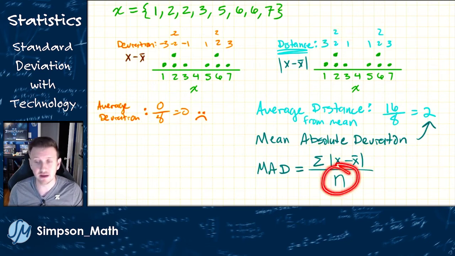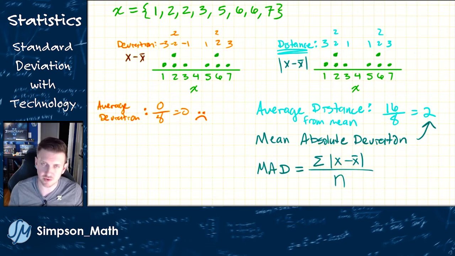And then this n is the sample size. Throughout this course, you'll see that often. N is often your sample size. So I had 8 things. So it's the sum of all of my absolute deviations divided by n. And that's how I got the average distance.